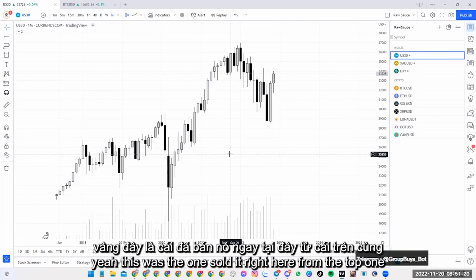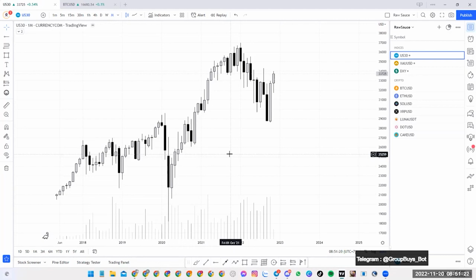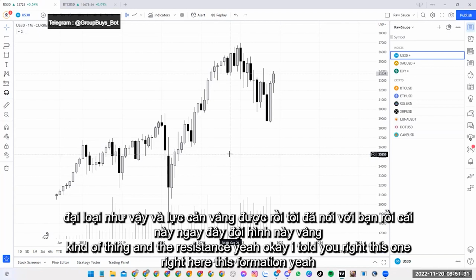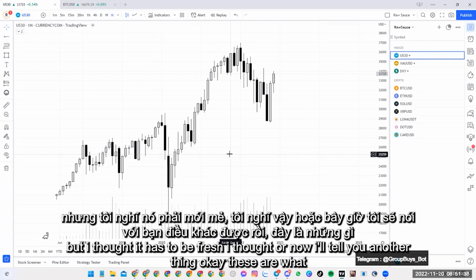Sold it right here from the top one. Right here. Once again, why? But even though it was not fresh. Okay, sorry. This was what? This was a QM kind of thing. A new resistance. See that? Okay, I told you, right? This one right here. This formation. But I thought if it has to be fresh, I thought.